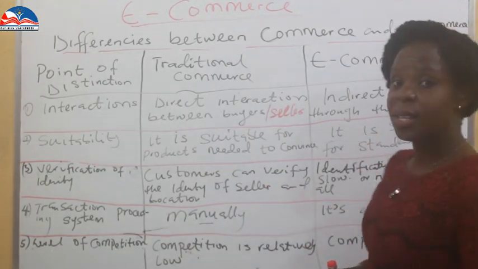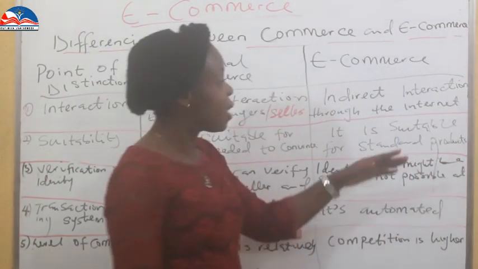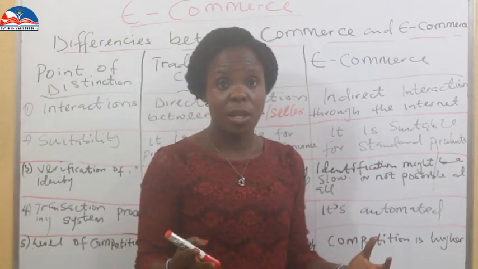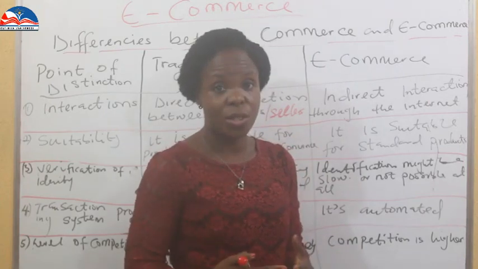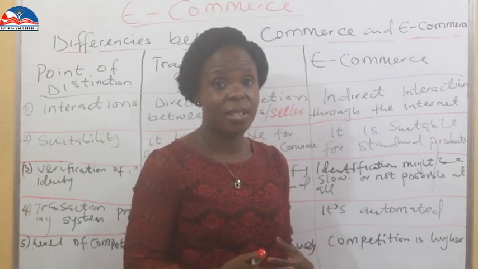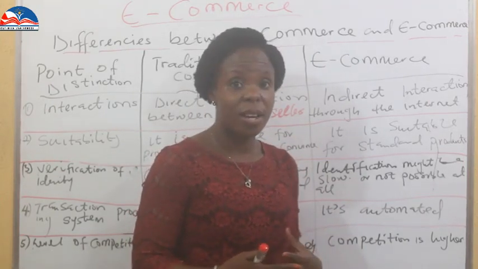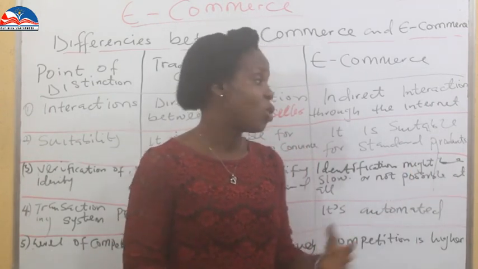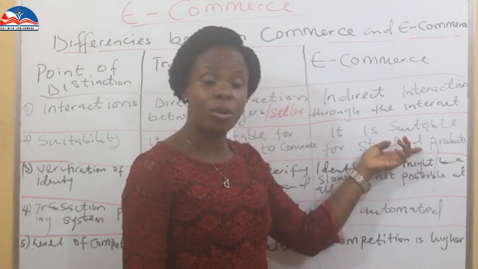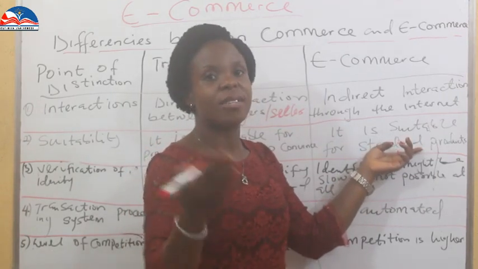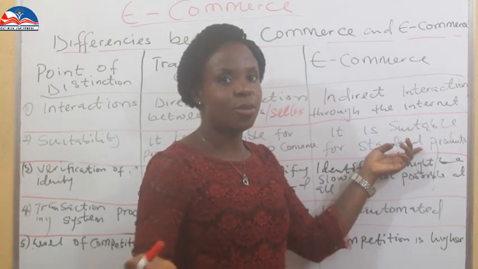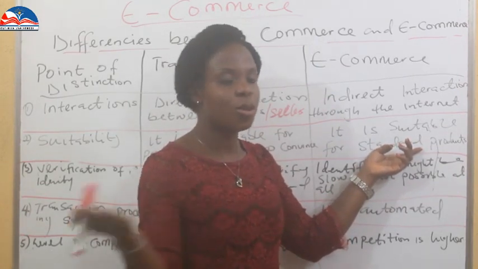But in e-commerce, they just work by standard. It is suitable for standard products, products that don't need your conviction. Like cars. You saw a brand of car. The same brand of car is the same everywhere. And so it is suitable for this kind of product because there is already a standard put in place. You don't need to be convinced. The conviction is already there.